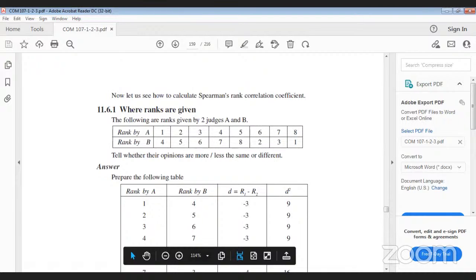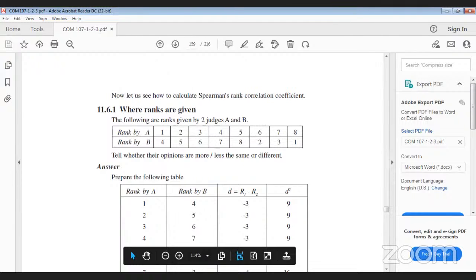Here is Example 3, where ranks are given. The example is that the following ranks are given to the competitors by two judges A and B. The ranks given by A are 1, 2, 3, 4, 5, 6, 7, and 8. There are 8 numbers here.